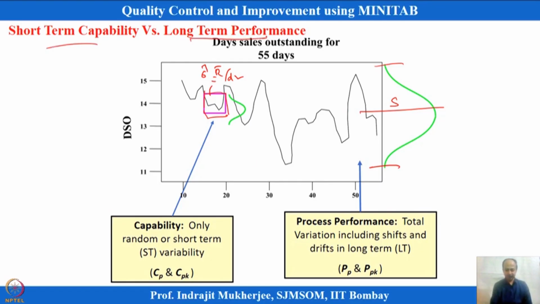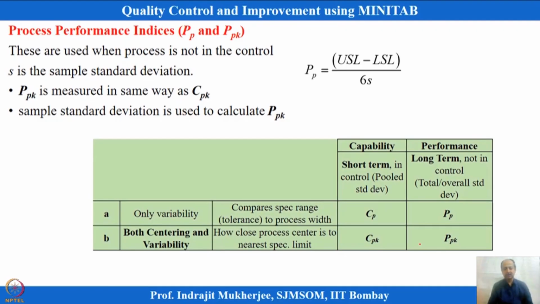So, when I am reporting capabilities, I am talking about short term capability based on the control chart, CP and CPK. When I am reporting process performance, it is based on the S estimation, and this is long term performance. MINITAB also understands to report these as short term and long term performance. Both centering and variability are considered when reporting CP and CPK, while PP and PPK only consider the variability, with only the estimation of sigma differing.